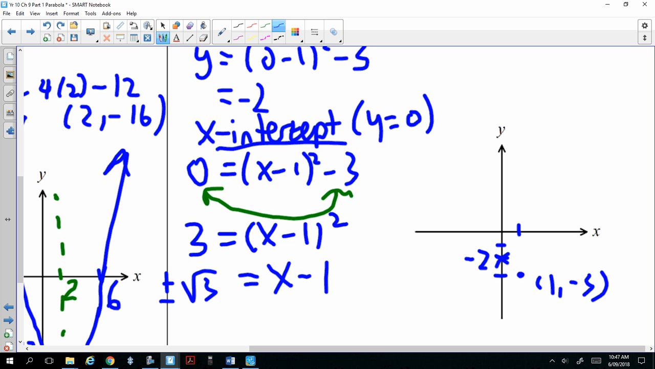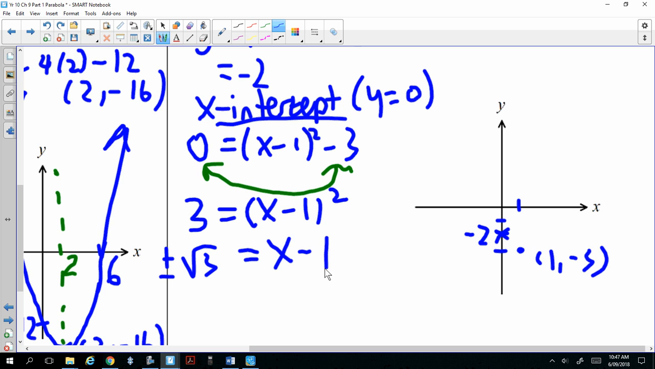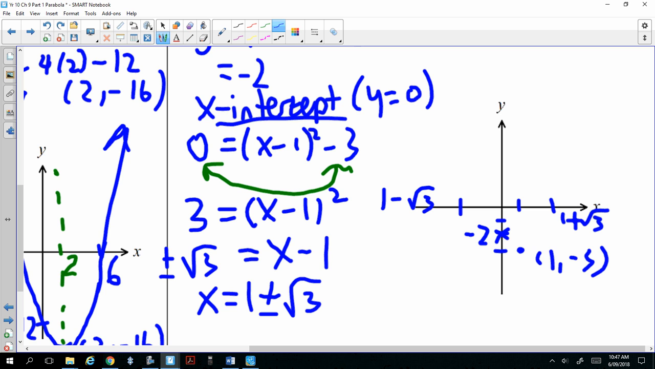And once you do that, you can move the negative 1 to the left. So you get x is 1 plus or minus root 3. Which tells you that there are 2 x-intercepts. One is 1 plus root 3, the 1 plus is on the right. And the other one is 1 minus root 3. Okay, so it crosses through these 2 points, and the y-intercept on the y-axis. And after that, because the vertex is found, you don't need to find the axis of symmetry. It's already done there. That's your axis of symmetry.